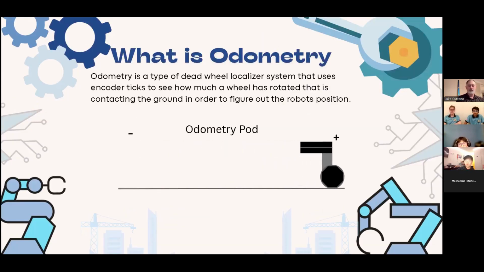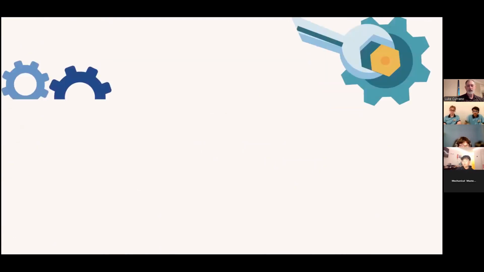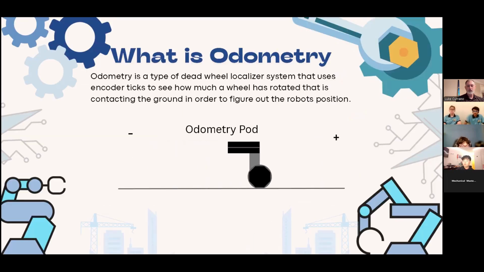So, what is odometry? Odometry is a type of dead-wheel localizer system that uses encoder ticks to see how much a wheel that is contacting the ground has rotated in order to figure out the robot's position. So basically, this little thing at the bottom is just showing the odometer moving and the amount of encoder ticks increasing, which helps keep track of the robot's position.